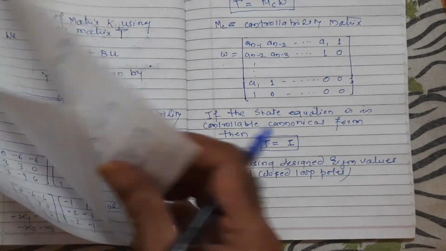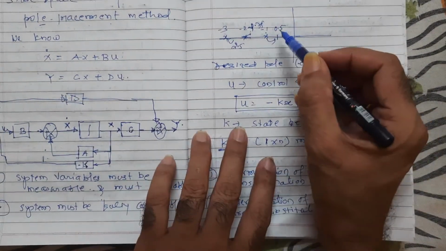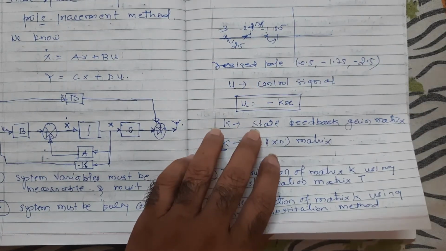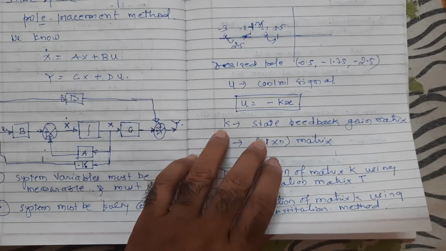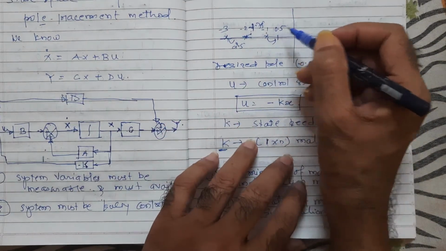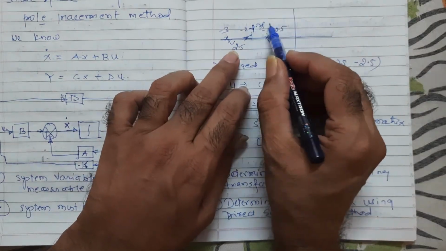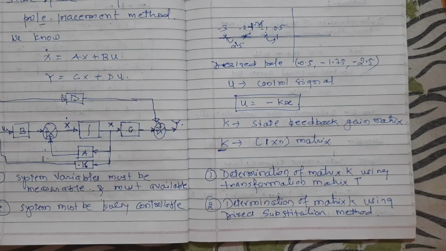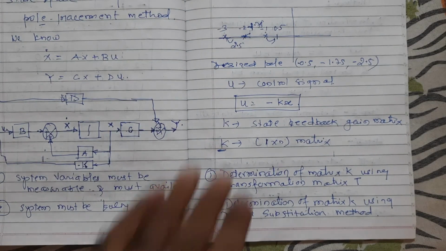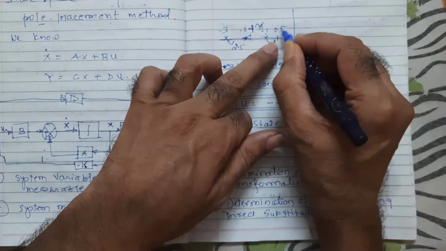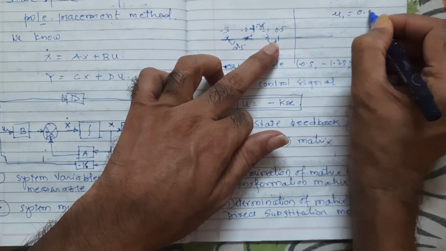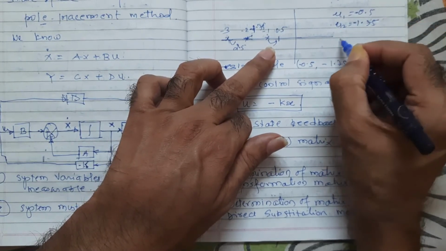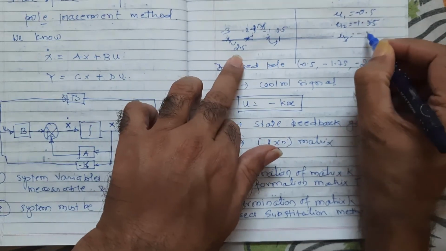Now see here in this one, 0.5, 1.75 and 2.5, these are my desired poles. So we will use these. I want my poles to be shifted to these values. So mu1 is equal to minus 0.5, mu2 is equal to minus 1.75, and mu3 is equal to minus 2.5.